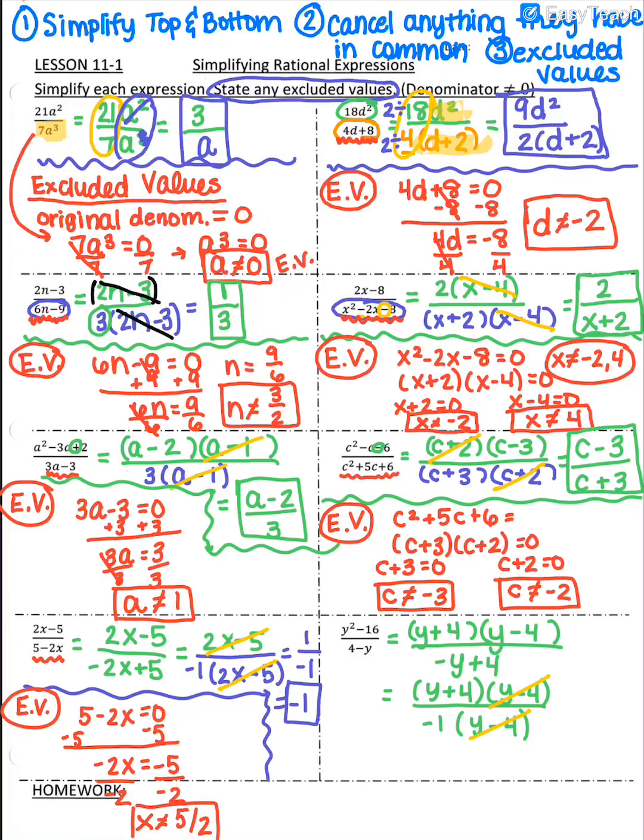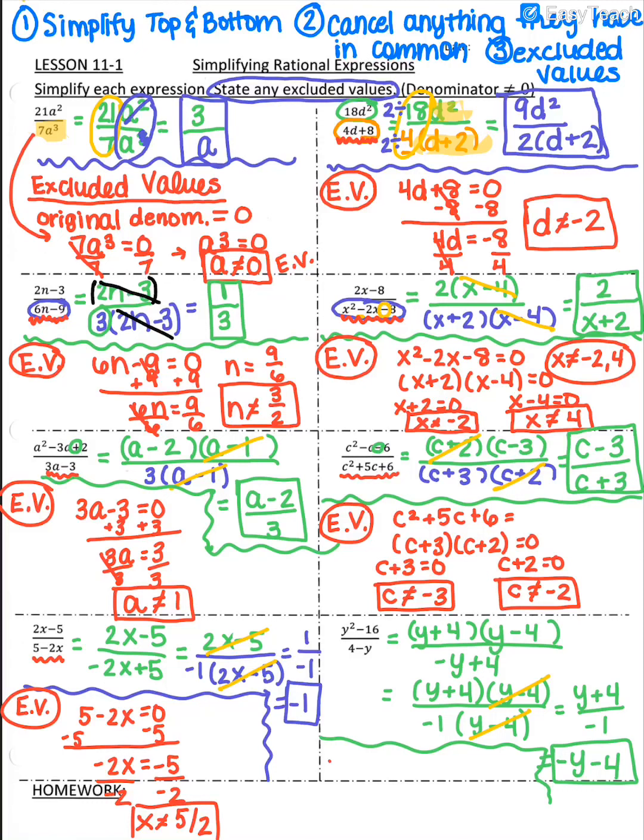And I'm left with y plus 4 over negative 1. Well, guys, if we divide something by negative 1, all it does is change our signs. So our final answer will be negative y minus 4. And that's our answer to that part. Now we're going to go back and find our excluded values. Let me kind of box this off.